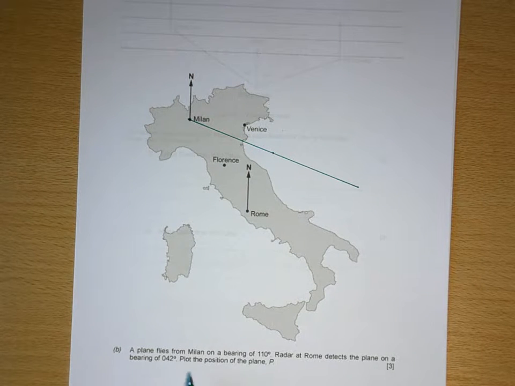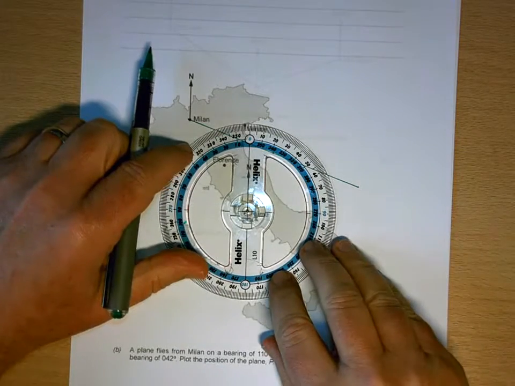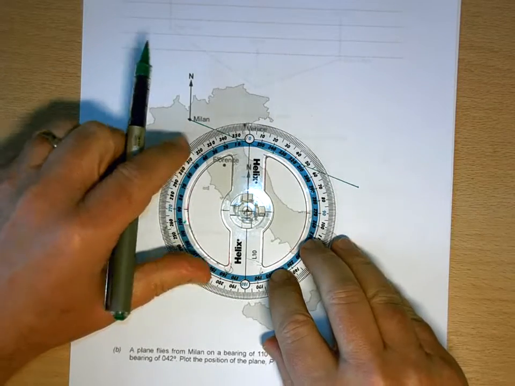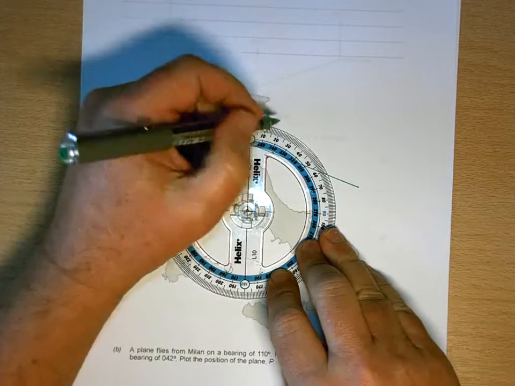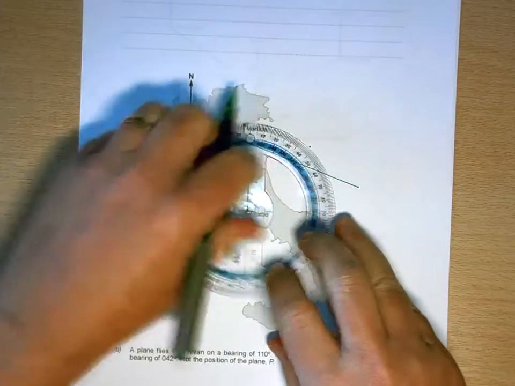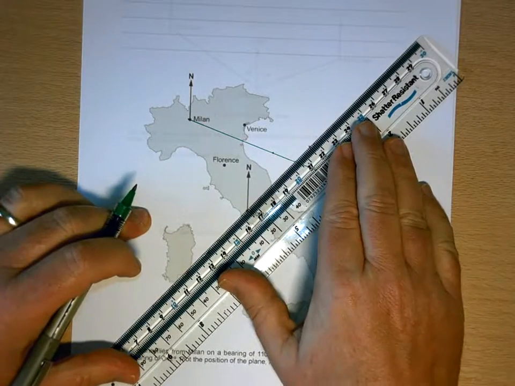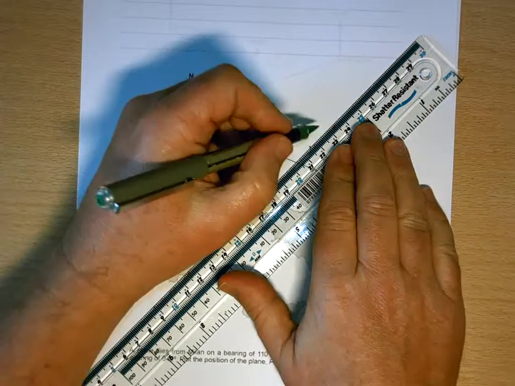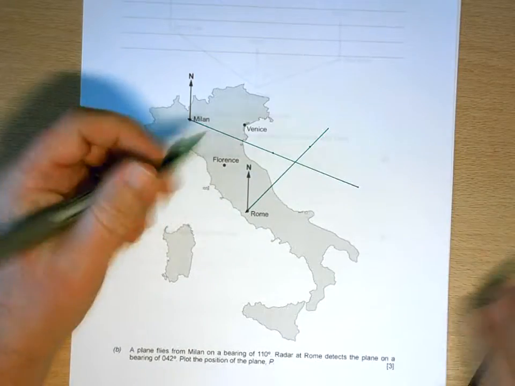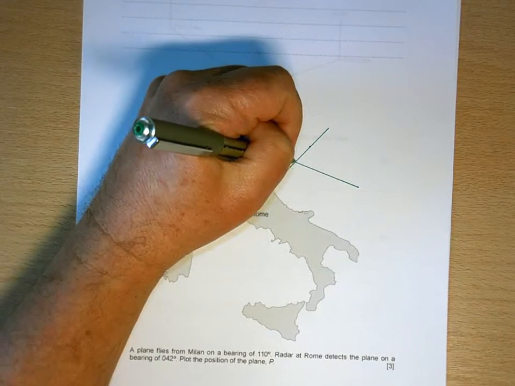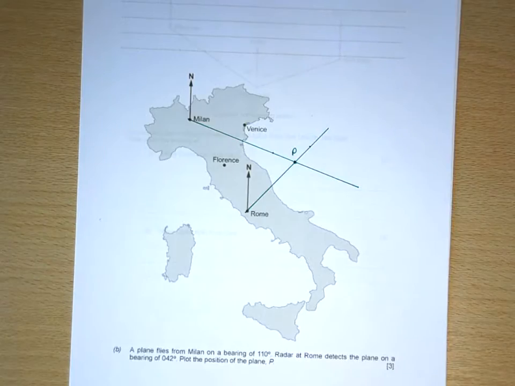In order to know where, I have to draw a second bearing, this time 42 degrees from Rome. So I move my measurer to Rome, line the 0 up with north, and measure 42 degrees. Draw that line, and where the 2 lines cross is where the plane is.